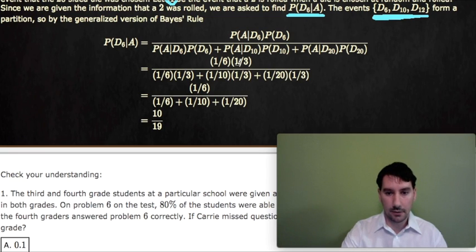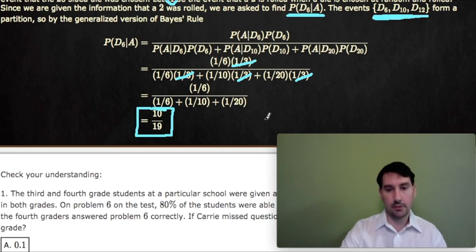And then a little bit of algebra. So the first thing you can do, if they're all equally likely, you can cancel all the 1/3 on the top and bottom. So that gives us 1/6 over 1/6 plus a 10th plus a 20th. And then getting common denominators, doing whatever you need to do, you'll find out that the answer is 10 out of 19. So a little greater than a half.